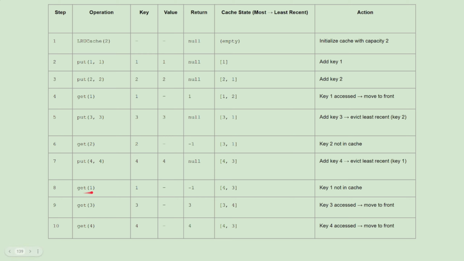Similarly, if you do the get of 1, you will return -1 because we have just removed it from here, and if we do get 3 and 4, we'll get the values 3 and 4. So like that we have to perform the actions, and the output should come like this. Okay, I hope you understand. And let's continue from here.